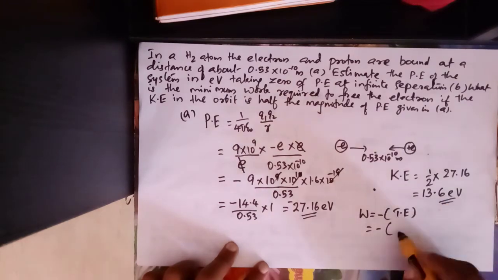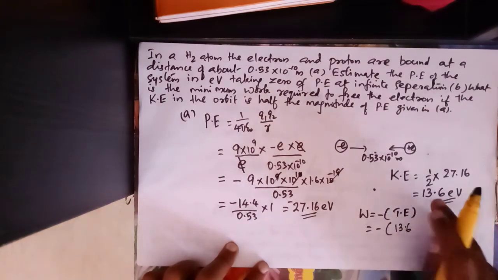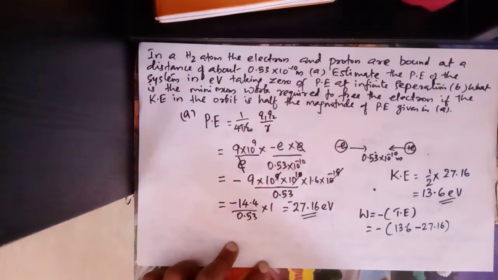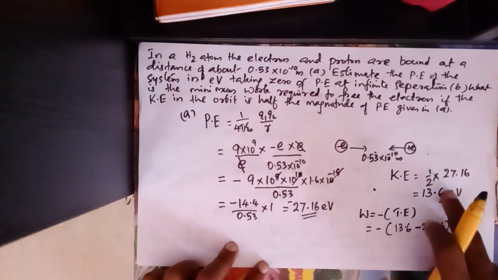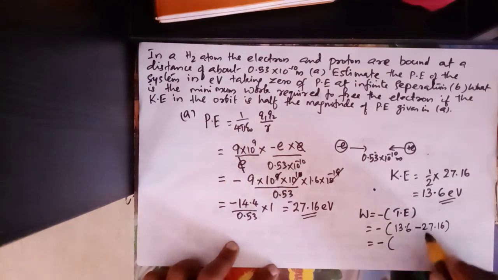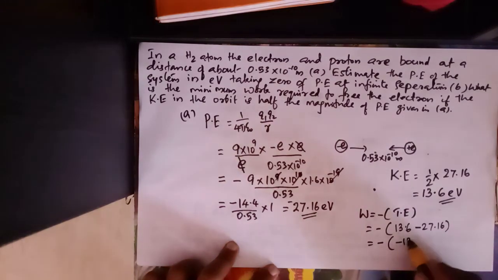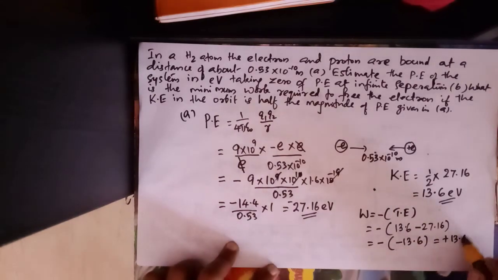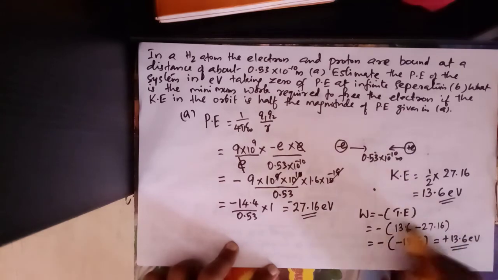Total energy is equal to kinetic energy. This is kinetic energy. What is the potential energy? Minus 27.2. Okay, total energy means kinetic energy plus potential. So what will be the value? When you subtract, you will get nearly minus 13.6 eV. When you take the negative of that, you will get plus 13.6 eV. This will be the total work done.